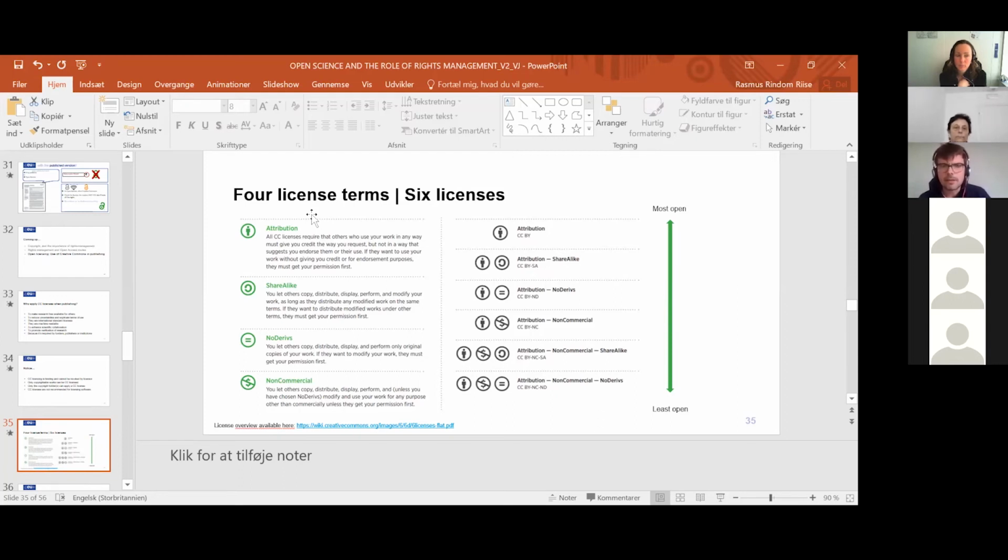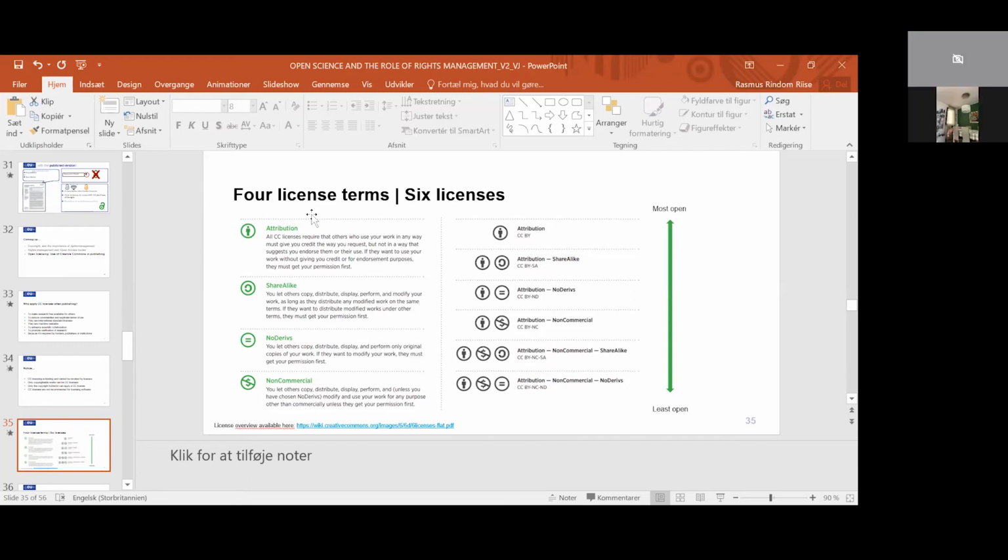So we have all the 6 licenses here, the most open at the top and the least open one at the bottom. And actually the most used one in research publishing is the CC BY license. And for many of you, probably also the one you know best. The second most used one is the CC BY-ND, actually the least open one.